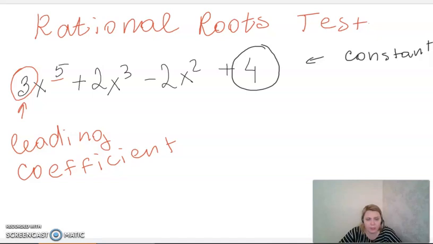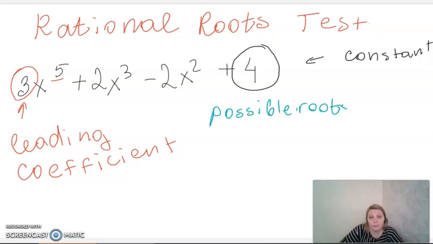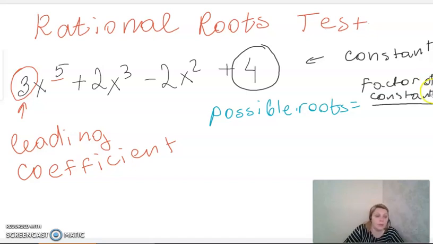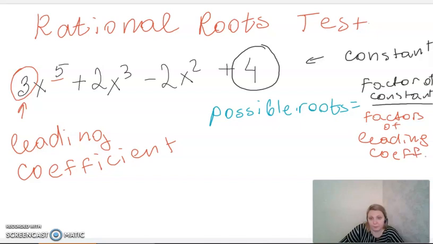So the next thing that I need to do is tell you the formula for the possible roots. And this is very, very straightforward. So possible roots equals factors of the constant over the factors of the leading coefficient. All right.